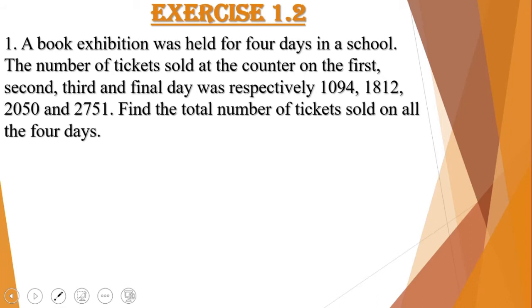Now, the first question is, a book exhibition was held for 4 days in a school. And the number of tickets sold at the counter on the first, second, third and final day. So what is final day? Final day means fourth day. So final day was respectively 1094, 1812, 2050 and 2751. Find the total number of tickets sold on all the 4 days.